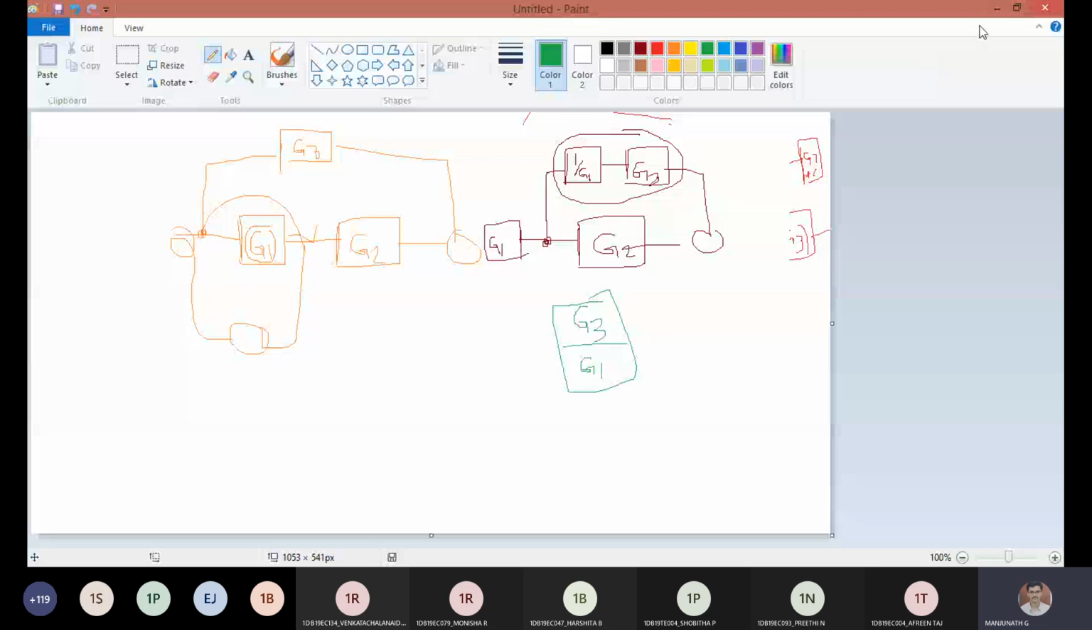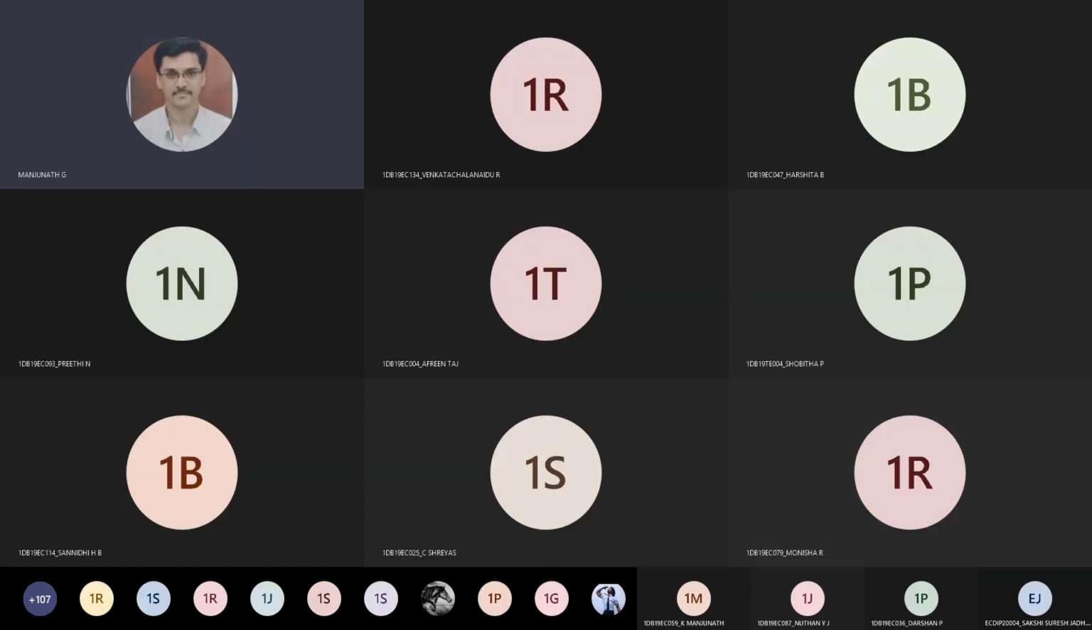I think again it's not shared. One set. Yeah, is it visible now?